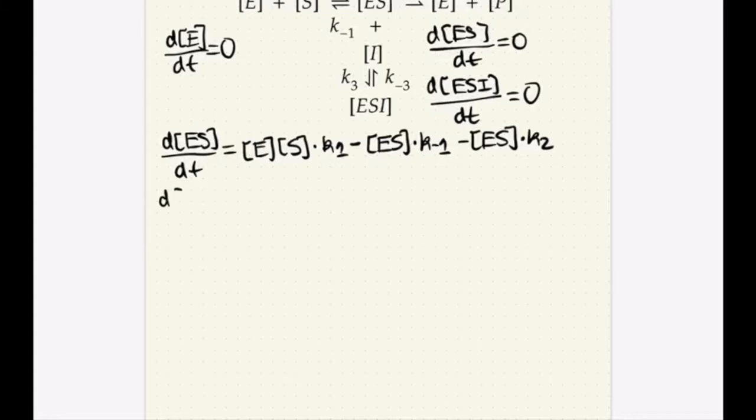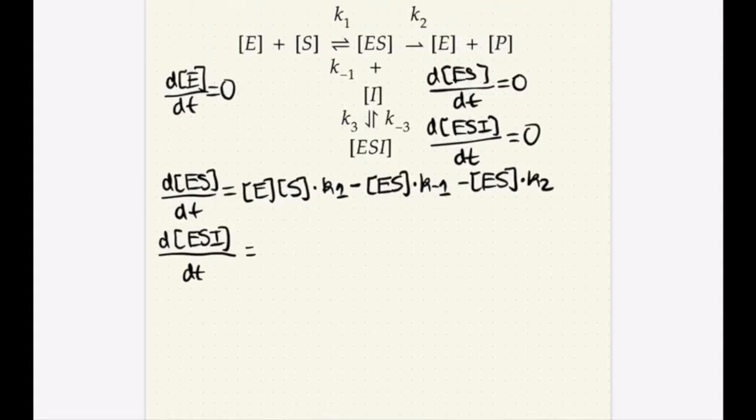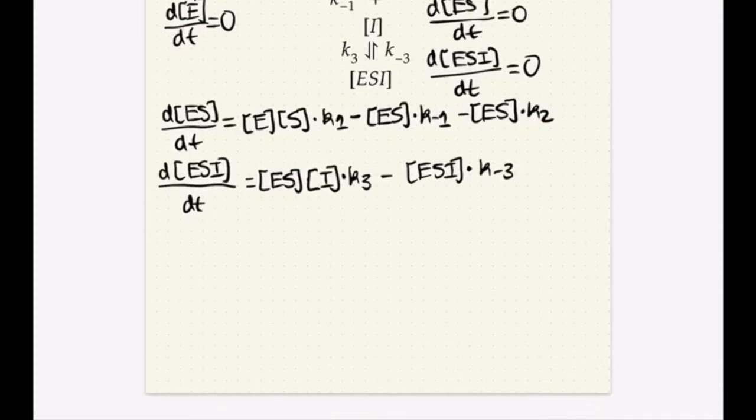We're then going to be finding the enzyme-substrate inhibitor complex concentration change over time, which is going to be equal to the rates of association, which is the enzyme-substrate complex concentration multiplied by the inhibitor concentration times the K3 rate parameter, minus the enzyme-substrate inhibitor complex concentration times the K-3 rate parameter.